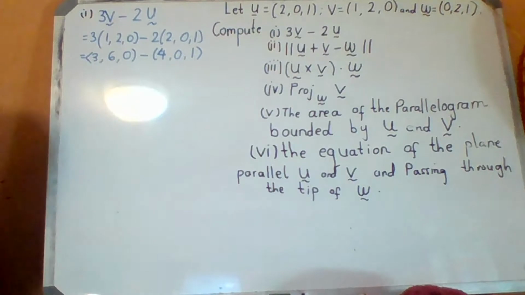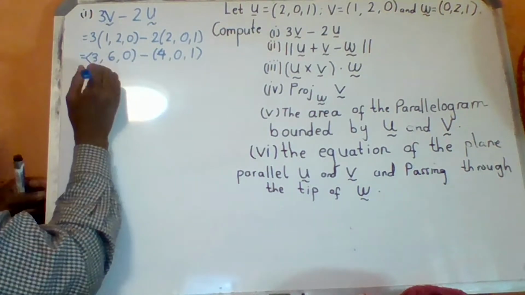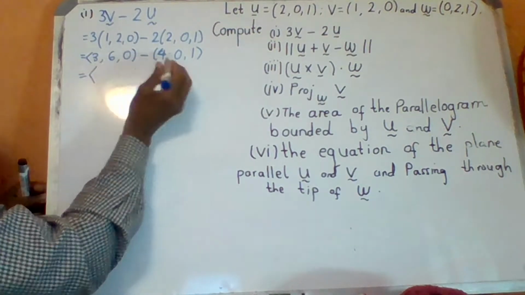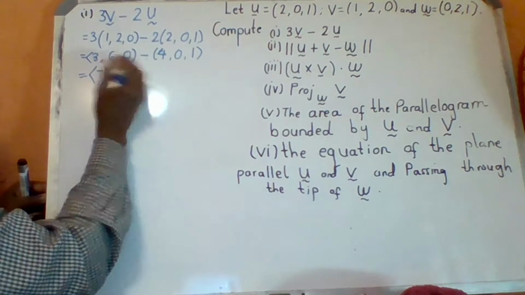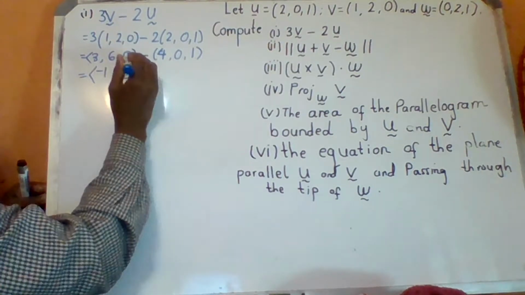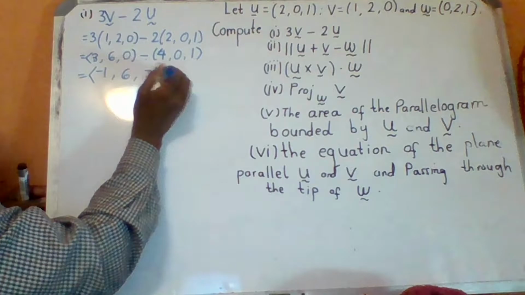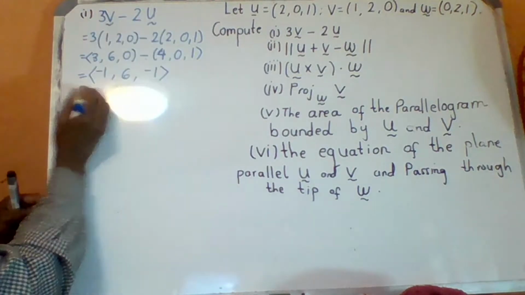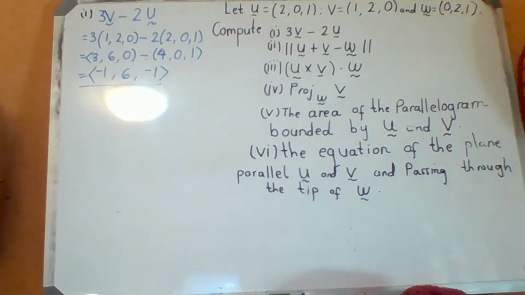The next step, we subtract. So now we say 3 minus 4 equals negative 1, and then 6 minus 0 equals 6, and then 0 minus 2 equals negative 2. So 3v minus 2u equals this vector right there. So that's the answer.